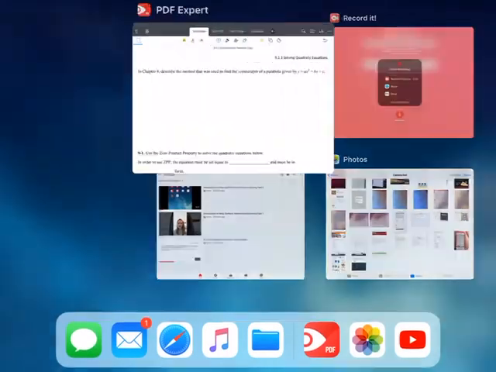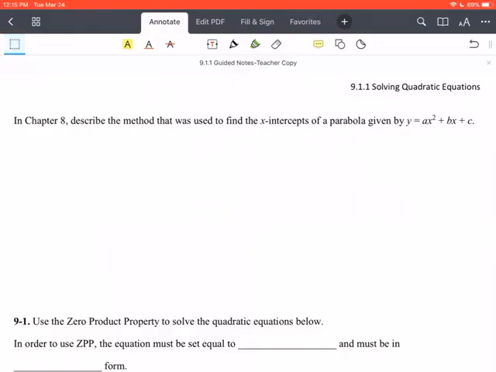All right, today we are going to finally be starting Chapter 9. We are in Lesson 9.1.1 called Solving Quadratic Equations. So let's start to recall what we did in Chapter 8.